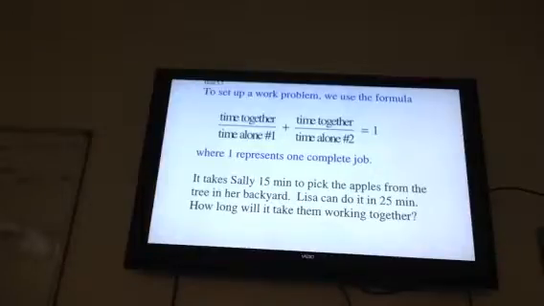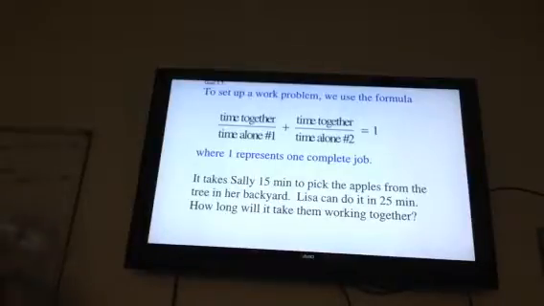They can get complicated, like it takes this person this much time and this person started later and all kinds of weird things. But they're very simple if you know this formula: time together over time alone of number 1, that could be a person or a machine, plus time together over time alone of the second person or machine or whatever. And I could add 2, 3, 4, 5, depending on how many people are working together.